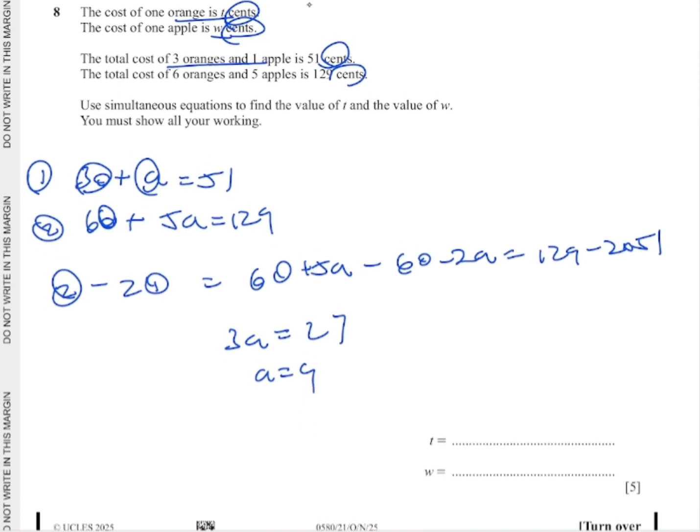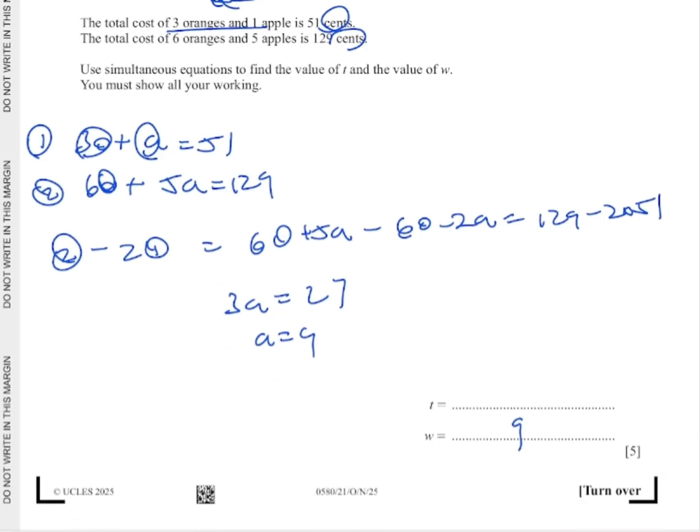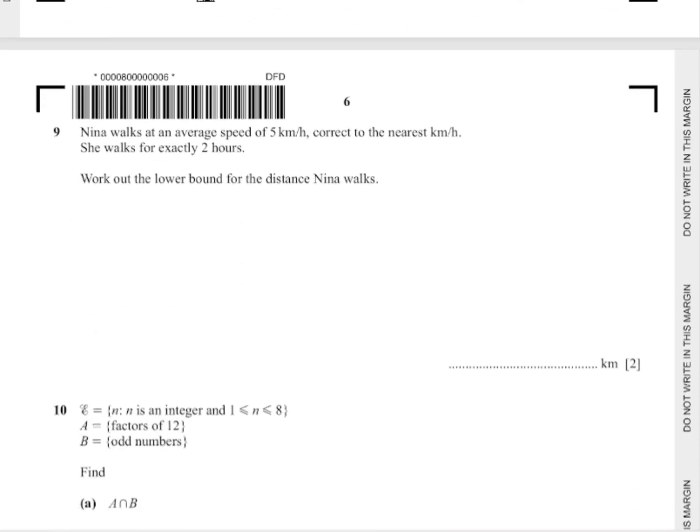So apple equals 9 and apple is w cents. All right, it already gave us the variable. So w equals 9 and t here equals O in our equation, and A equals 9. So 3O plus 9 equals 51. Gives us 3O equals 42. O equals 14. t equals O, t also 14. Easy.